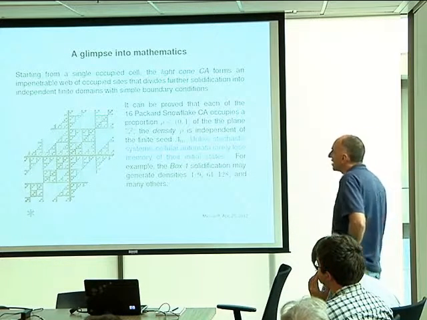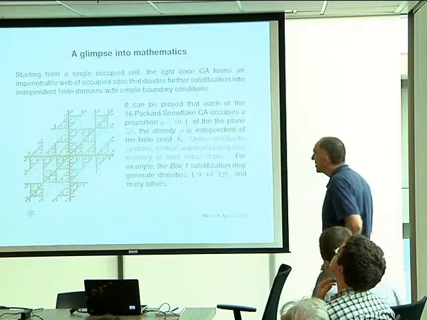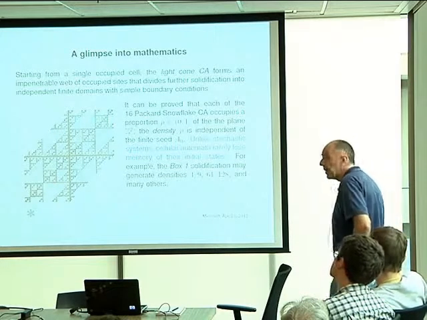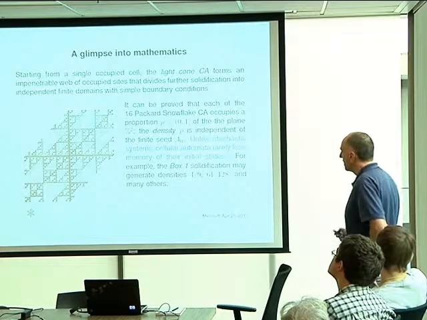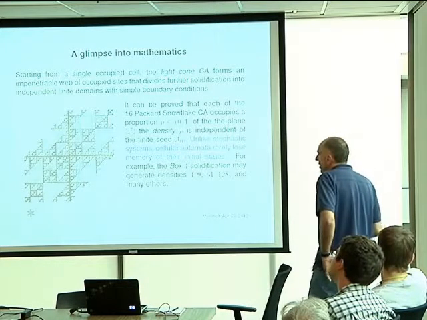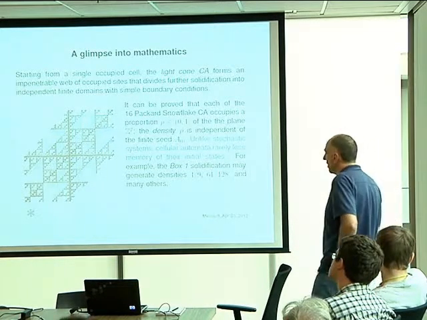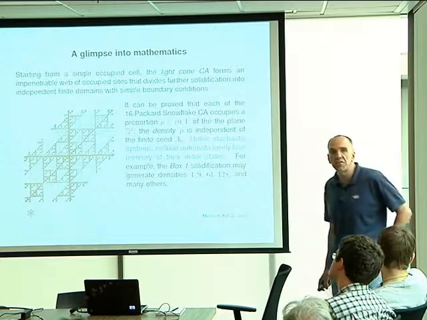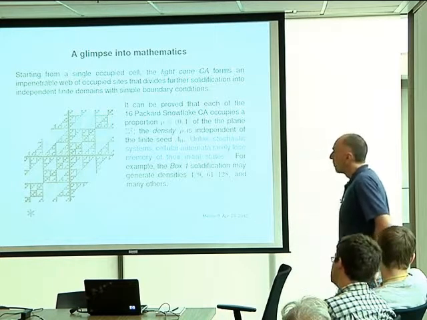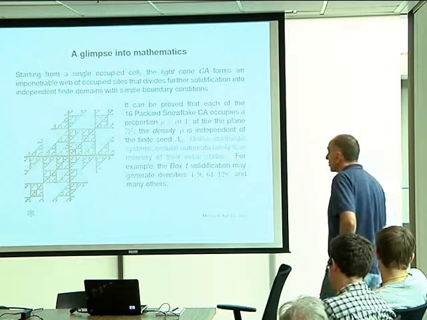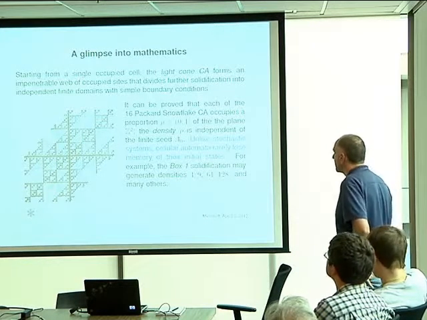You can imagine the definition. It's a natural definition. The density is a well-defined number, and it's independent of the initial seed in all these Packard snowflakes. This is surprising because unlike stochastic, random systems, cellular automata very rarely lose memory of their initial states. For example, I've shown you a picture of a different rule with a different neighborhood, which does not lose memory of its initial state because it has two different densities from two different initial states.